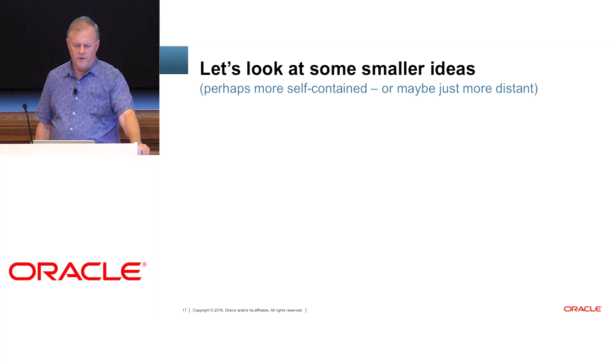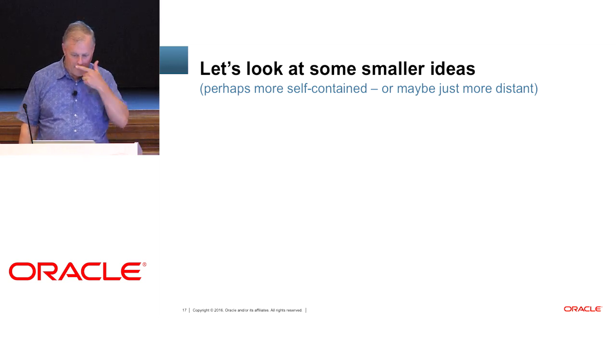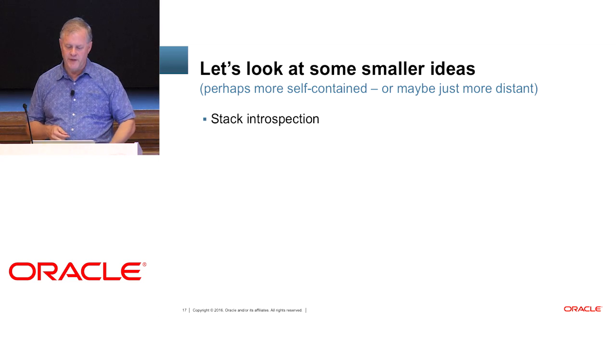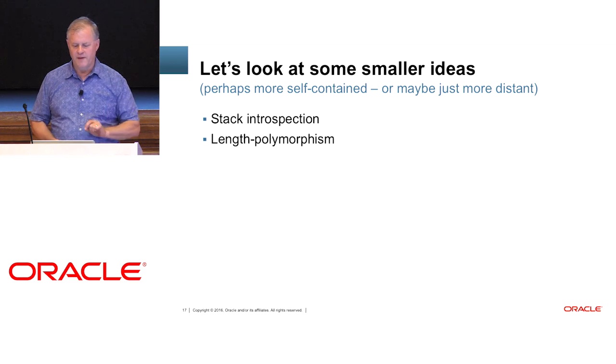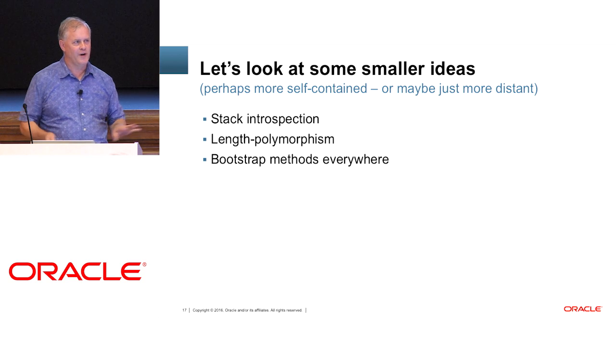All right, so I've already used up almost all my time to talk about the big ideas. Let me throw out some smaller ones. And when I say smaller, maybe it's just because they're farther away on the horizon, so they look small. You know, Everest looks small from a certain perspective. But here we go. Stack introspection. We've got some interesting experiments going on that. Length polymorphism is an idea which I think is of interest. I'll explain that in a second. Bootstrap methods everywhere.